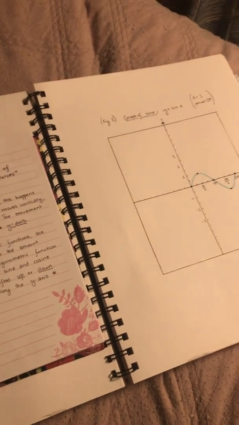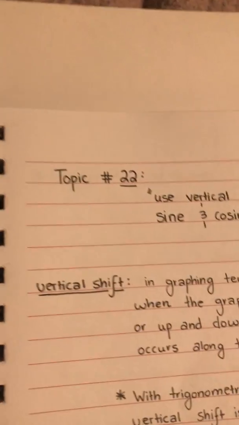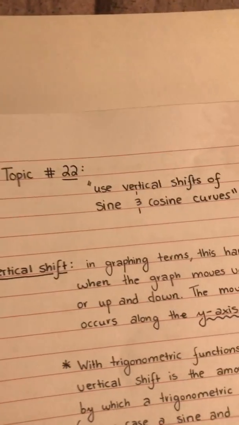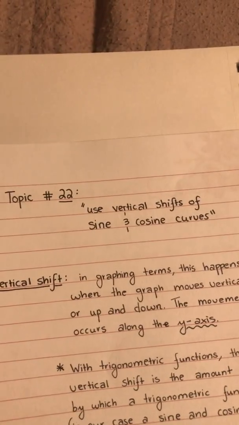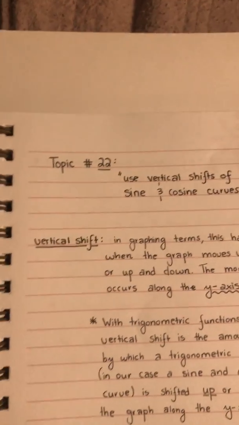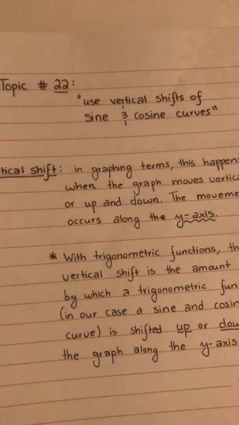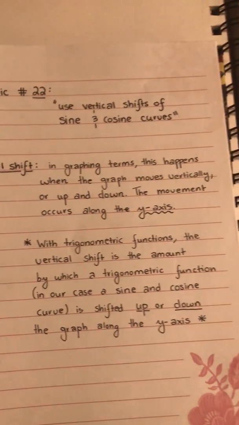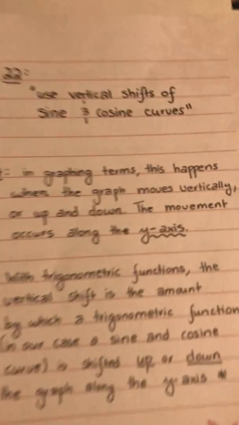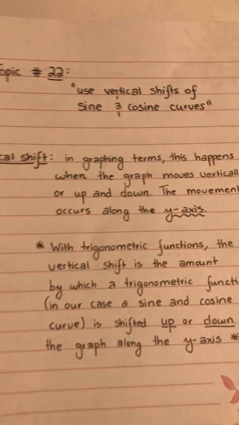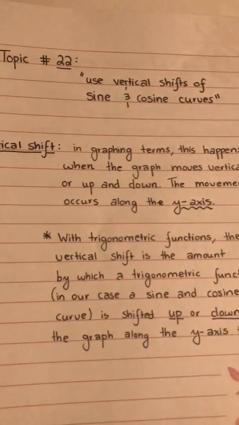So my name is Dominica, and I'll be exploring topic number 22 for this week's discussion, which is use vertical shifts of sine and cosine curves. So firstly, I wanted to define what a vertical shift is, which I had as, in graphing terms, this happens when the graph moves vertically, or up and down. So the movement occurs along the y-axis.